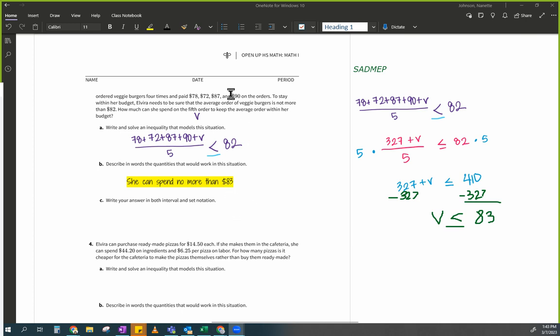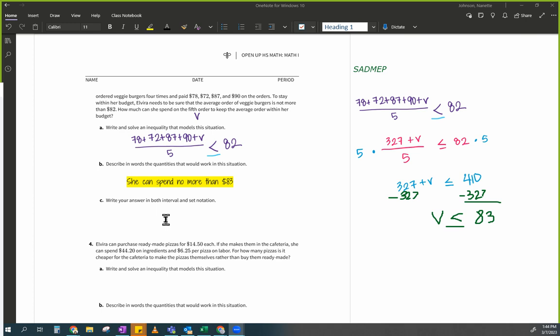Yes, ma'am. Okay, so now I need you to write it in set notation. Can we pretend that this is our question that I would give as extra credit? But cents are at the end. That's weird, right? So write your answer in both interval and set notation. You should be able to write this now. I'm going to give you another 5 seconds to write your notation.